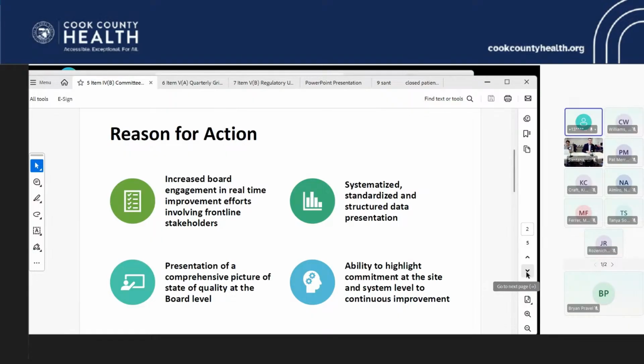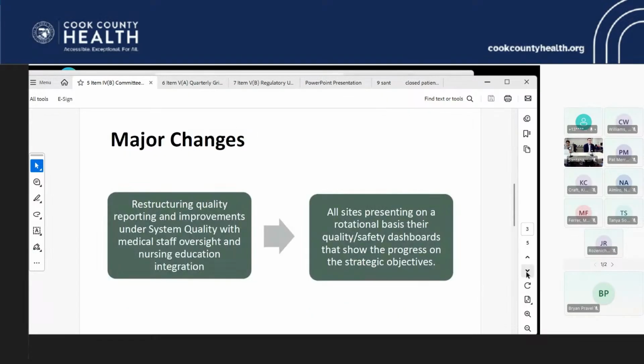So what are the major changes? Restructuring the quality reporting improvements under the system quality with medical staff oversight and the incorporation of nursing education. I spoke to this at a previous meeting, but basically we have a lot of siloed activity going on in our medical staff, in our nursing, and in our quality. We have a system quality now, and we're moving towards integrating everything together. So effectively de-siloing our quality and process improvement work and trying to emphasize the improvements in a standardized way.